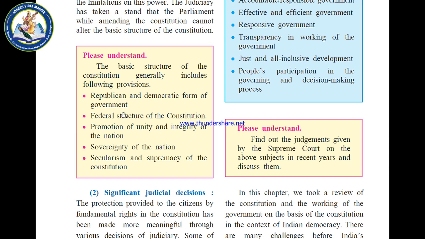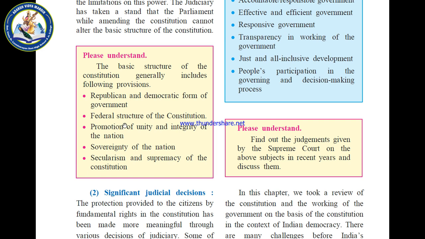First, Republican and democratic form of government. We have democracy, right? हमारे यहाँ पर democratic system of the government है. So while making an amendment, Parliament cannot change the democratic system. And it is the Republican representative system है, Republican है, public का rule होता है. So this is a provision of the basic structure, Republican and democratic form of the government. ये government का form रहेगा, we cannot change it, हम उसको change नहीं कर सकते हैं.